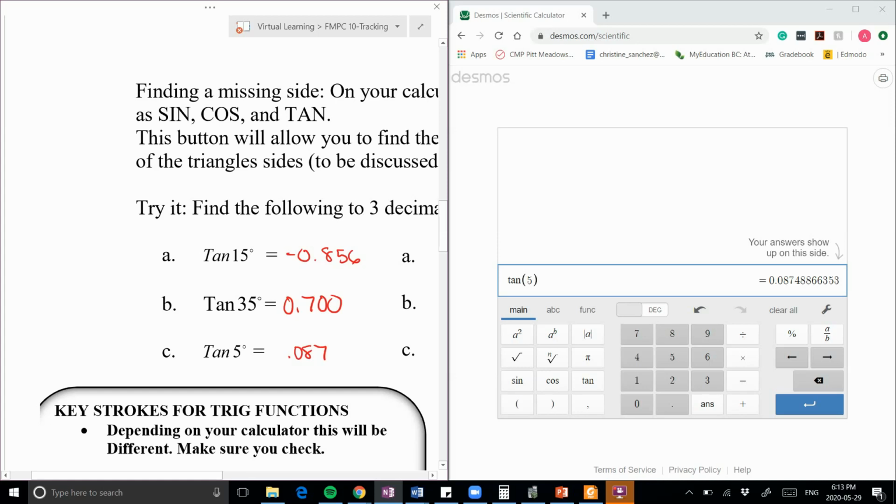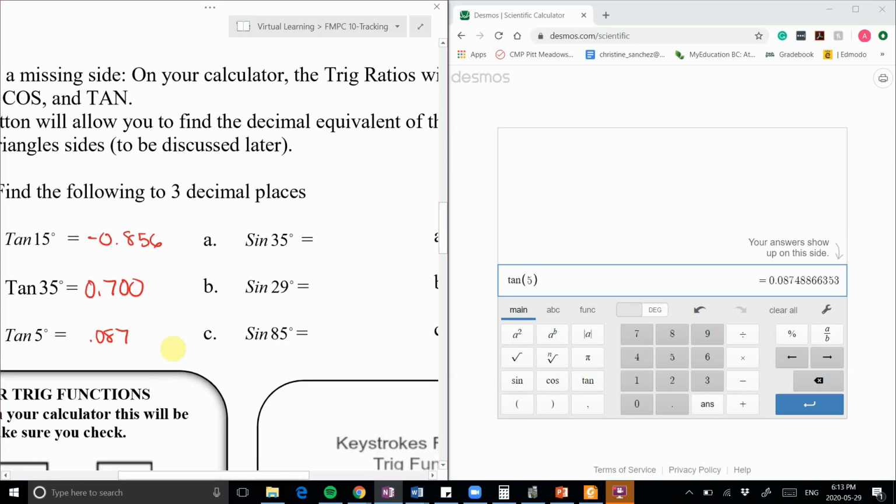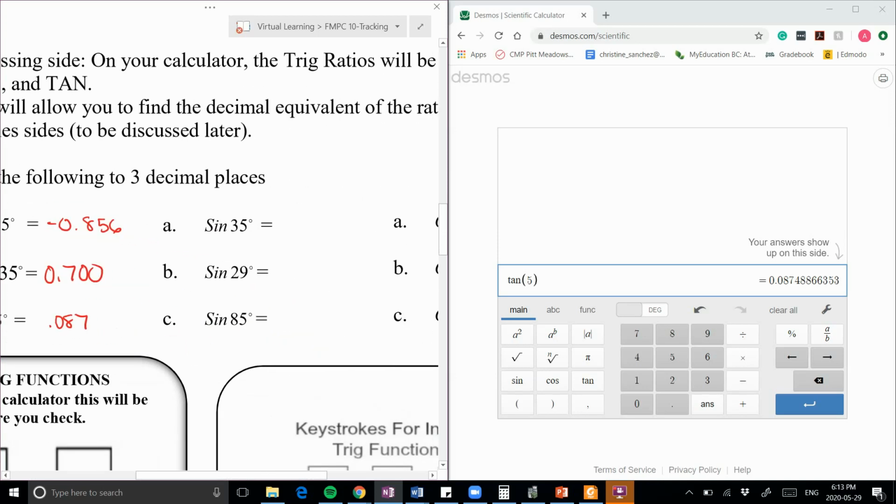Okay, so for tan functions, kind of makes sense. We're going to use the tan button, which means that for sine functions, we're probably going to use the sine button. So I'm going to go sine 35. Oops, we need to clear it first. Clear all. Sine 35. And it shows up there, 0.573. And because the 5 is bigger, we're going to round up. So this is going to be 0.574.